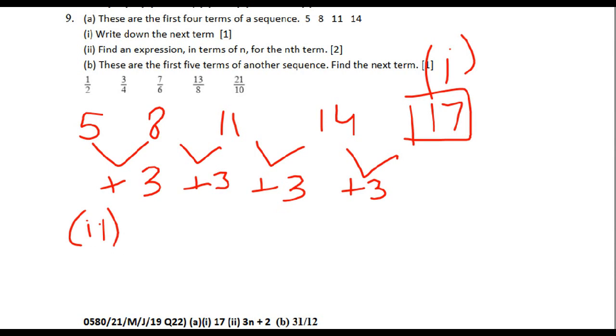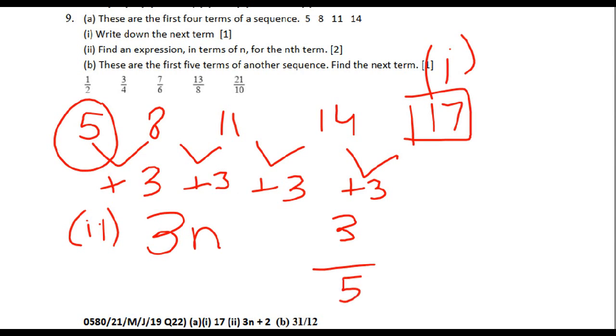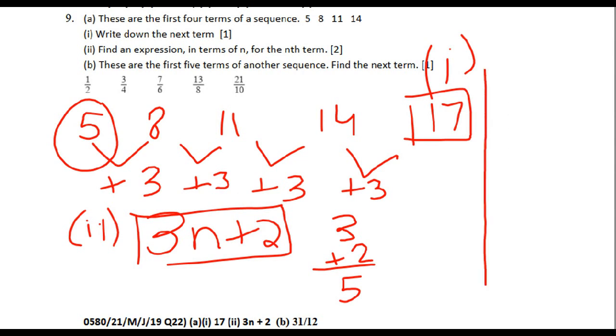Part 2: find an expression in terms of n for the nth term. So I'll do that directly. 3n. When I substitute n equals 1, my first term is 3, whereas the actual first term needs to be 5. So I need to add 2 here. So 3n plus 2 is the nth term of this sequence. Part B.